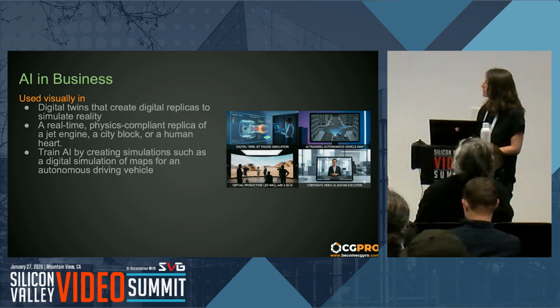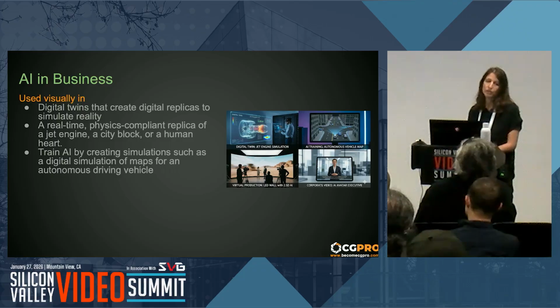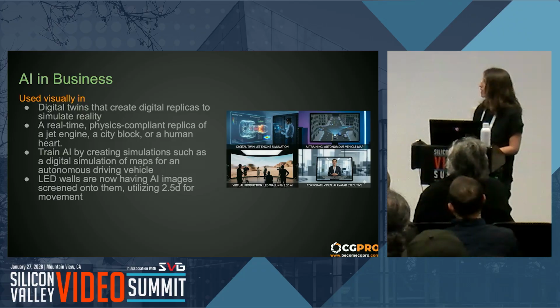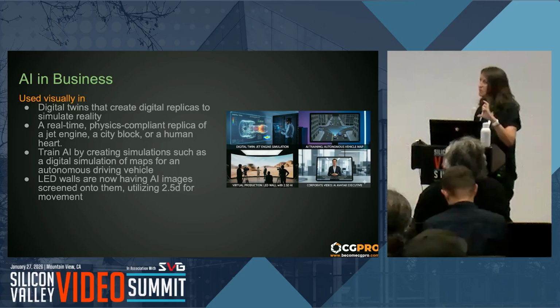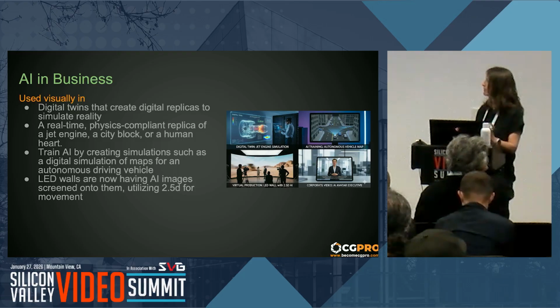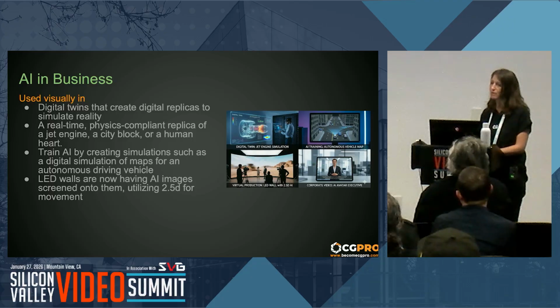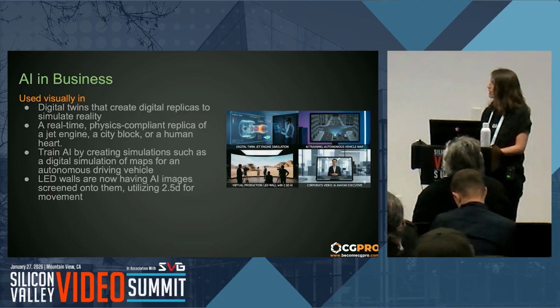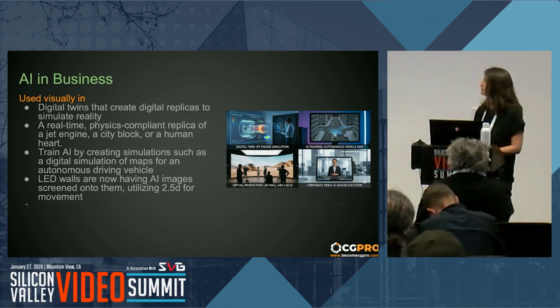Another example of something we've done is training simulations for autonomous driving vehicles. So that's another thing that you can do. LED walls are now having AI images screened onto them and then utilizing 2.5D for movement, or sometimes adding 3D AI elements in there to give some of that parallax that you're looking for. But it's turning into, in a lot of cases, a much faster solution than traditional tools such as Unreal Engine on the wall.